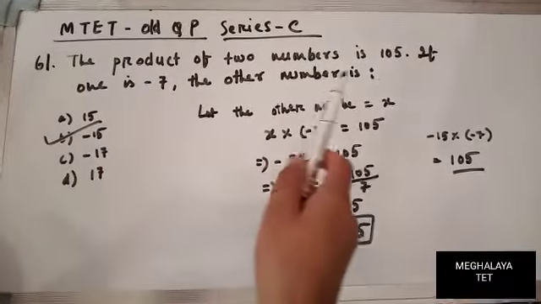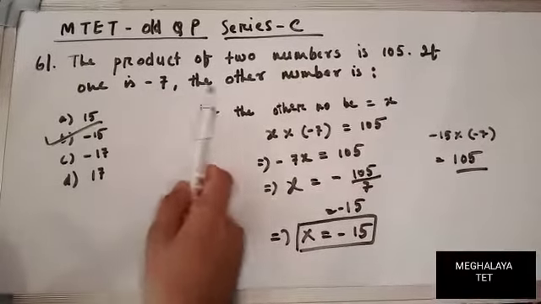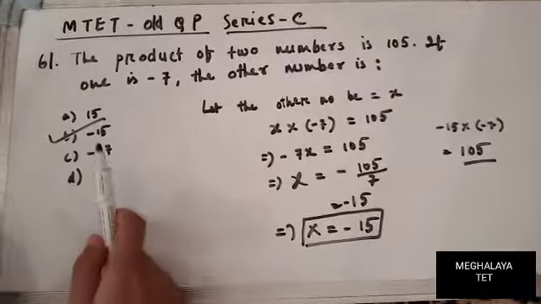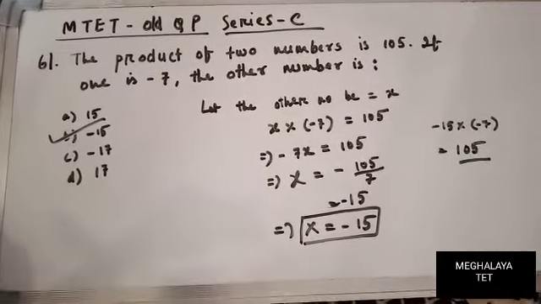The product of two numbers is 105. If one number is -7, the other number is -15. So -15 is the right answer for this question. Okay, next question.